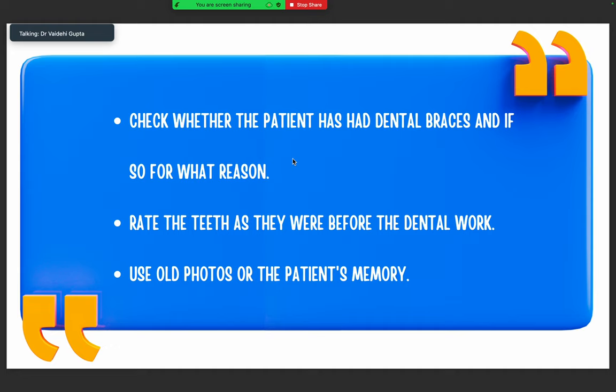If there are dental braces, then we have to consider the previous teeth before the treatment. We will consider that picture. We can use the picture of the earlier one. So use old photos or the patient's memory. They can give a photograph saying my teeth were like this earlier, or they can tell us for what reason they got the braces. So that we can consider whether the teeth were small or crooked or large or whatever the reason was. There may be a gap or something, so it can be cleared by all these things.